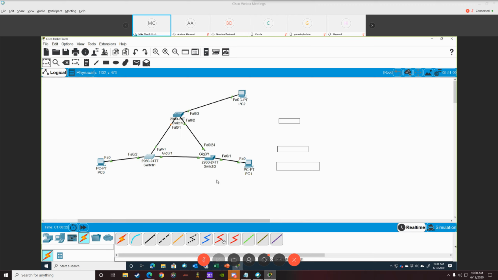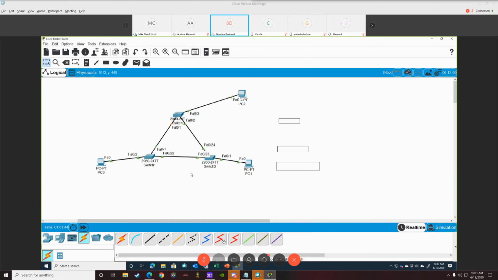Between switch 1 and switch 2? Being that it's a gigabit speed right there, you want to change it to Fast Ethernet? Okay. So it still retains the alternate port, even though the speed of the connection changed.